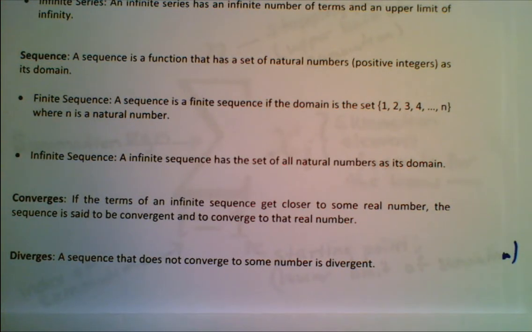And then also that we're going to be talking about in this video or the notes here is converges. What does it mean? If the terms of an infinite sequence get closer to some real number, the sequence is said to be convergent, or to converge to that real number. As we get to some examples, we'll talk about this a little bit more. And then diverges: a sequence that does not converge to some number is divergent. So those are the vocabulary words or terms that we're going to focus on in this particular section. So we're going to move on to our first example.